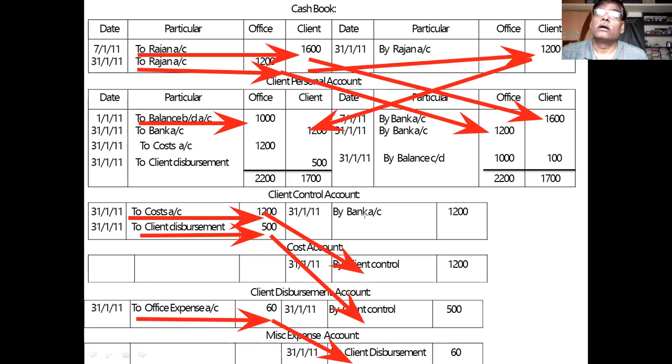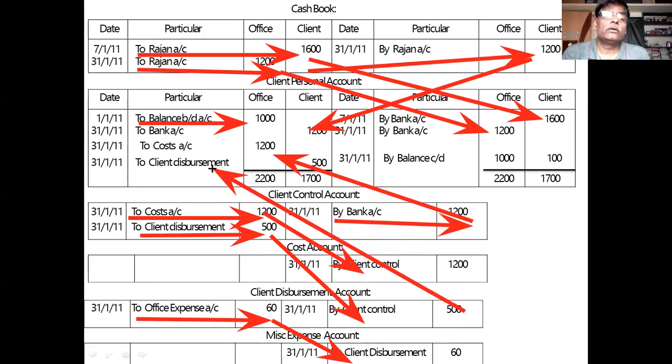fees received by the client in the control account, credit side, and take it to the office as your debit side. Okay, your debit side. And whatever disbursement is there, you take this disbursement to the client account. In this way, you complete the process. Clear? Now I'll go to the next problem.